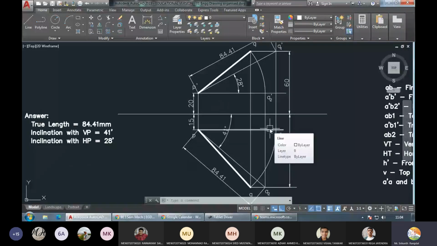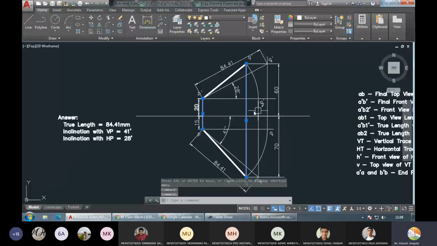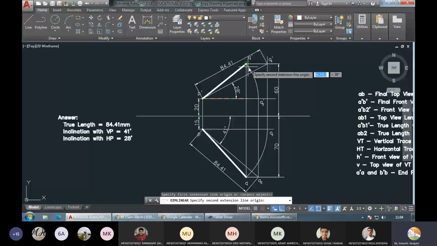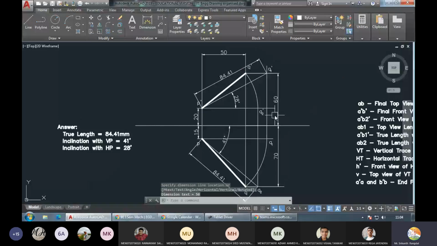So, first of all, we have drawn these two lines. These two lines are the end projectors. The distance between these two lines was given to us. So the distance between the end projectors is 50. So we first took these two lines. Then the distance of the point P was given from HP and VP. So that we marked: 20 mm above HP and 15 mm in front of VP. So these 2 points we marked.